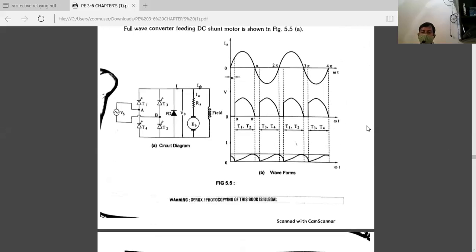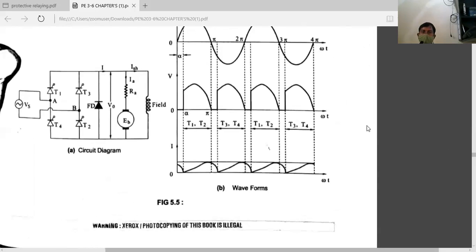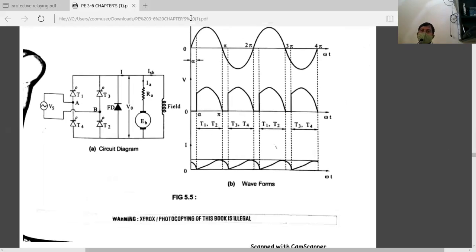Let me zoom this one. This is a single phase full bridge controlled rectifier. This is the freewheeling diode. And look at this one: the output after the freewheeling diode is connected to a DC shunt motor. This is RA, this is EB, and this is the field winding. This is the input voltage.